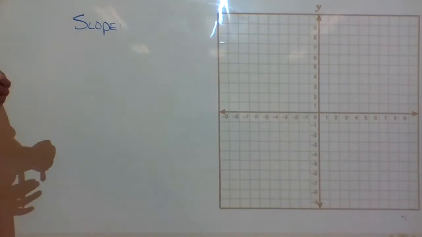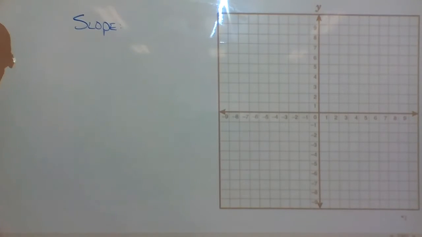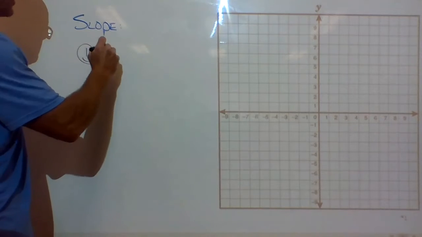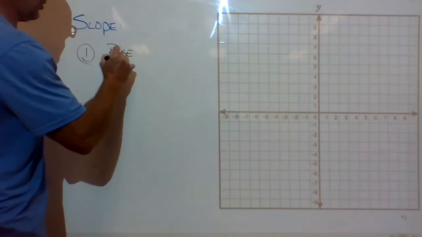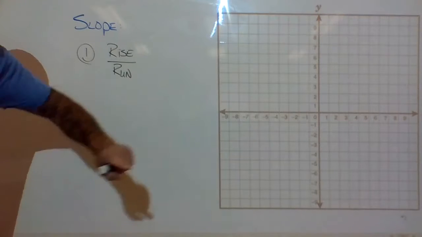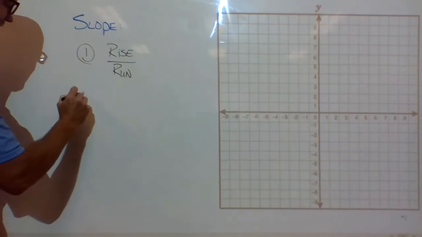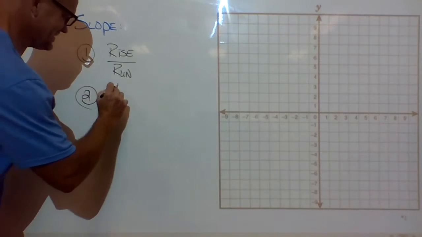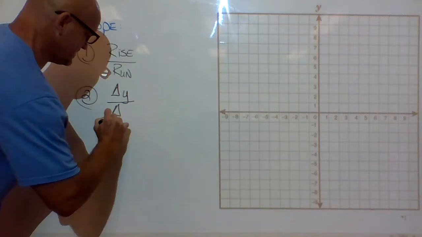First off, slope defined three different ways. Way one is defined as rise over run. Lots of teachers like to say that. That means a lot of things when you're looking at a graph. The other way it is defined is as delta y over delta x.